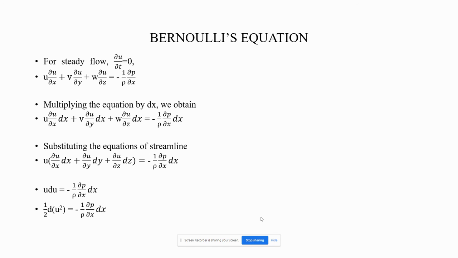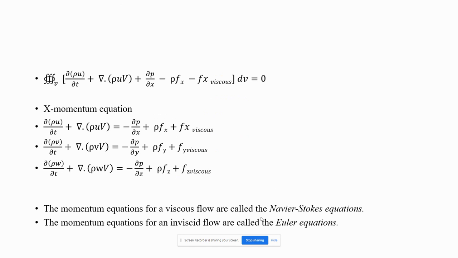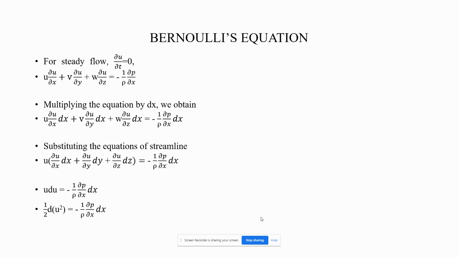Next, we are going to arrive at the Bernoulli equation. If the flow is steady, then the local component vanishes. Then in the momentum equation, we can simplify it. There we have represented del dot rho u V. We can elaborate it as u dou u by dou x plus v dou u by dou y plus w dou u by dou z equals minus 1 by rho dou p by dou x.